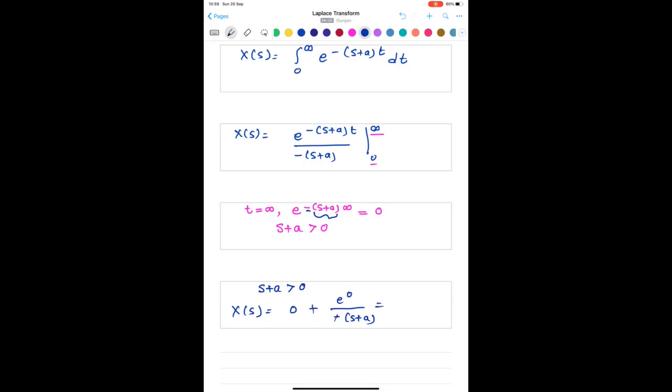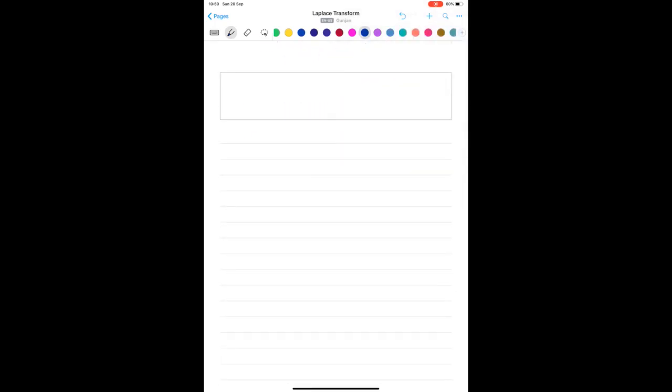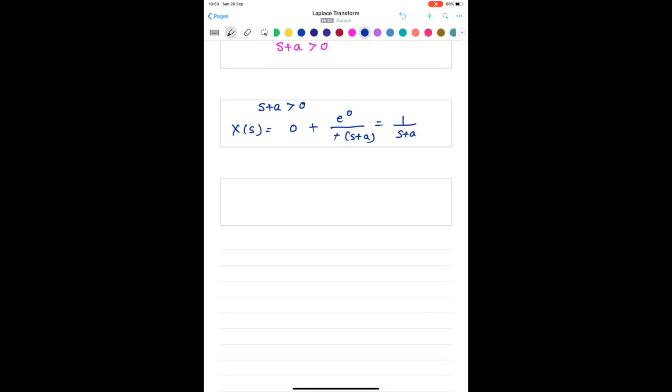So this minus will cancel with this minus, so it will be 1 upon s plus a. So you can say that now your X of s is equal to 1 upon s plus a, with a condition that s must be greater than minus a. Or you can say the real part, because this is a real number, real of s is greater than minus a.